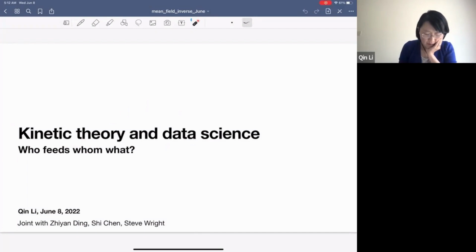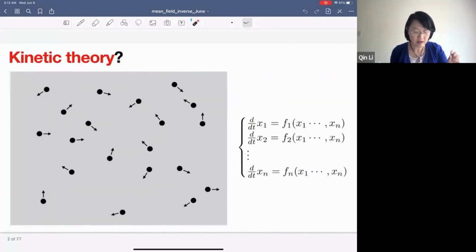So I myself come from UW-Madison, and this class of work is in collaboration with two of my students, Ji and Dean and Shi Chen. Steve Wright is my collaborator and my colleague at UW-Madison. Okay, so let's start. If you haven't heard of kinetic theory, that's normal. Kinetic theory is kind of a subcategory of PDE.